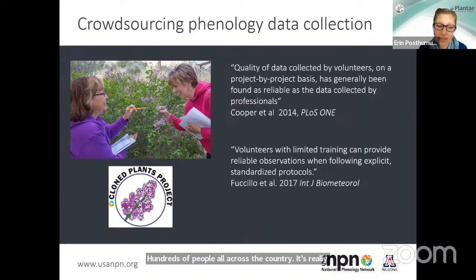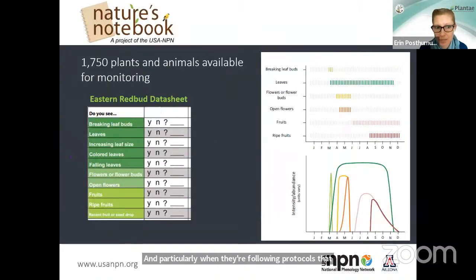And many studies have found that the data that are collected by the public are just as high quality as data coming from scientists. So as long as people have the right training, the right materials at their fingertips, they're able to collect that information that's very valuable. And particularly when they're following protocols that are based in science that allow people to collect this information in a standardized way. So this is an example of one of the protocols that we have as part of our Nature's Notebook program.